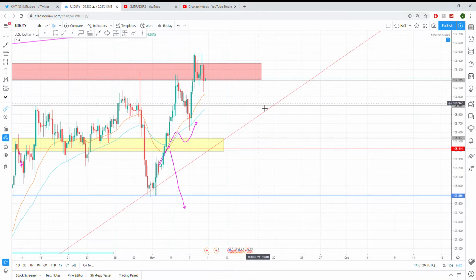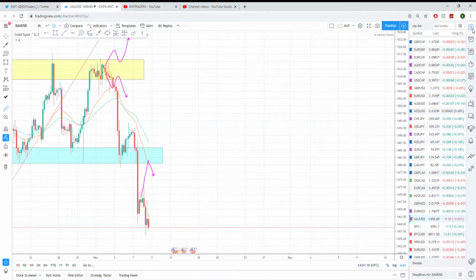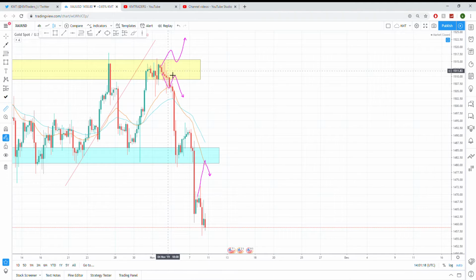So yeah, that's nothing too complex with USD JPY. Moving on to gold. I know gold was a big one this week. Yeah, so as we can see, we had that huge bearish pressure to the downside.